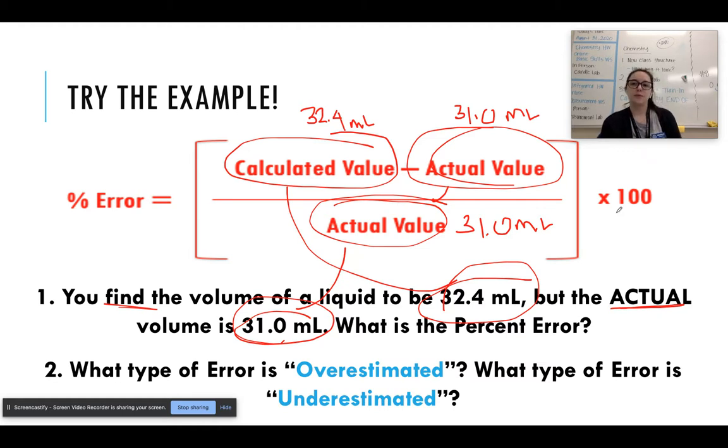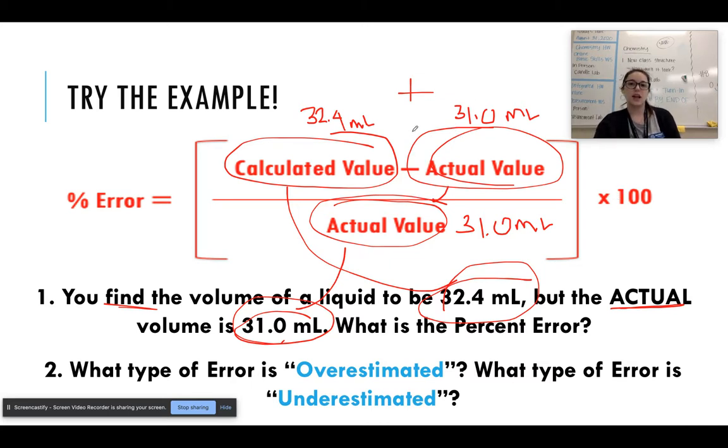Then I'm done. I do want to review. So there's 2 types of error, if we recall. My question reads, what type of error is overestimated and what type of error is underestimated? So an overestimate means I have too much. An example is our question 1 here. 32.4 is a lot greater than 31.0. So I end up with a positive value on top. And so when I'm dividing and I multiply, I end up with a positive percent.